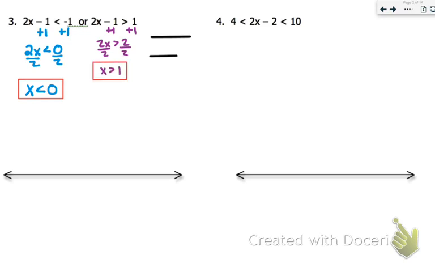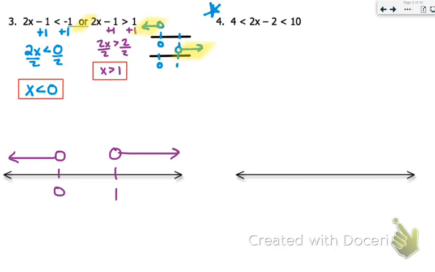Again, let's do our little side work with 0 and 1. Because of the word or, it's a combination of the two. So it goes all the way left to 0 and stops at an open circle, picks back up at an open circle at 1, goes forever to the right. So we need an open circle at 0, arrow going to the left, open circle at 1, arrow going to the right.